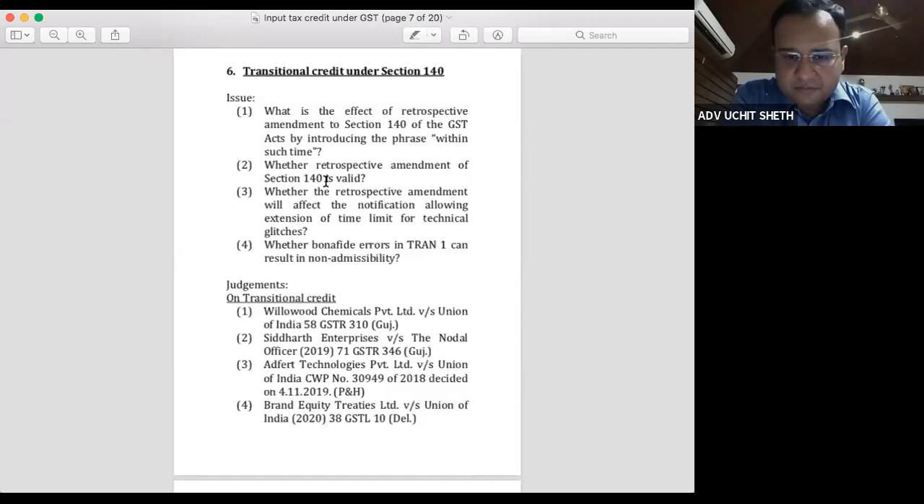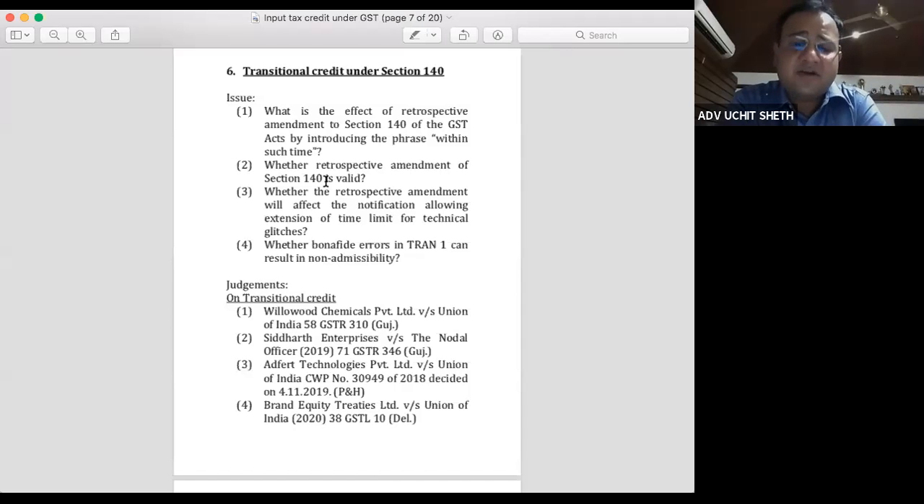Subsequently, Gujarat High Court, another coordinate bench in the case of Siddharth Enterprises versus Nodal Officer, 71 GSTR 346, without noticing that judgment of Willowwood Chemicals, independently came to a view that no, input tax credit is a right vested in the SSE. The statute does not provide for a time limit for claiming transitional credit, and therefore the time limit which is prescribed under the rules is only a directory time limit, and even if you miss that time limit, still you can be entitled to input tax credit under section 140.